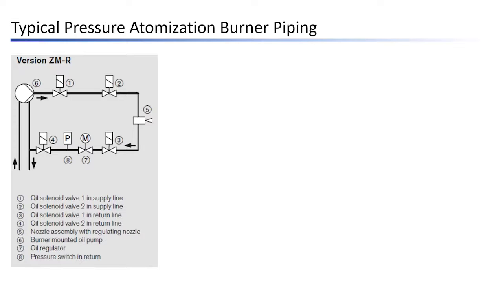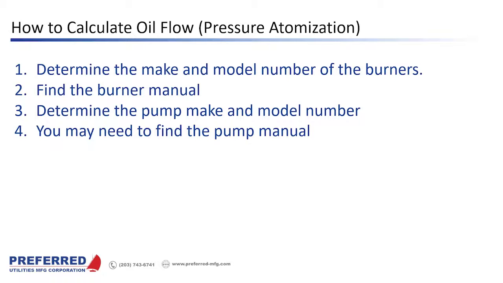It's important to note that to get more oil out of that oil gun as you go to high fire, you close off the oil flow control valve, this item number 7. That forces more oil into the gun. And the oil that doesn't go into the gun goes down into that oil return line. That's that bottom arrow. So how do we calculate oil flow on a pressure atomized burner?